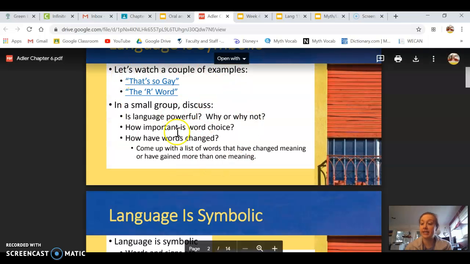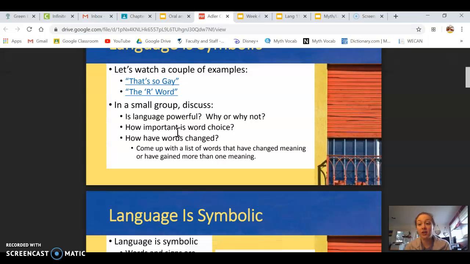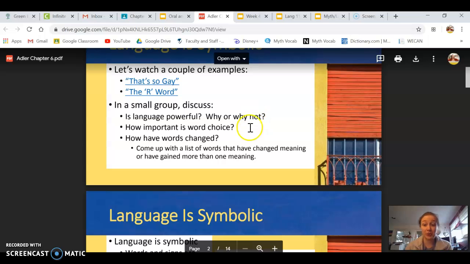Like I said, the word gay has evolved from describing someone as happy, to describing someone as homosexual, and then still using it to call something stupid, but with a very negative connotation for homosexual people. And there are other words, obviously, that have changed meaning over the years.